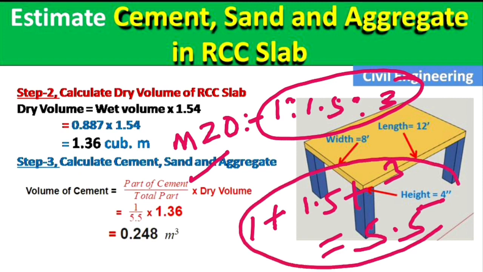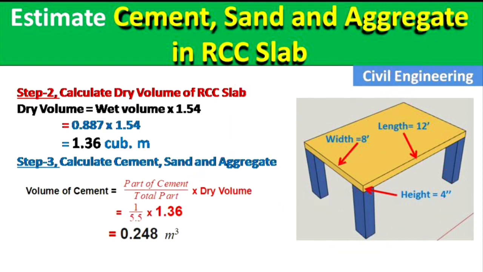It is the total part. So total part is 5.5, part of cement is 1, part of sand is 1.5, and part of aggregate is 3. In a similar way, the formula for cement is part of cement, which is 1, divided by total part, 5.5, multiplied by dry volume. The dry volume we have calculated is 1.36.